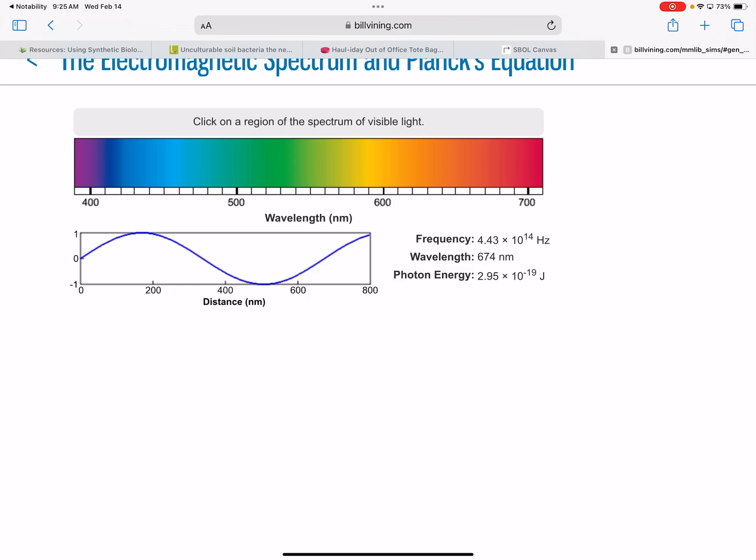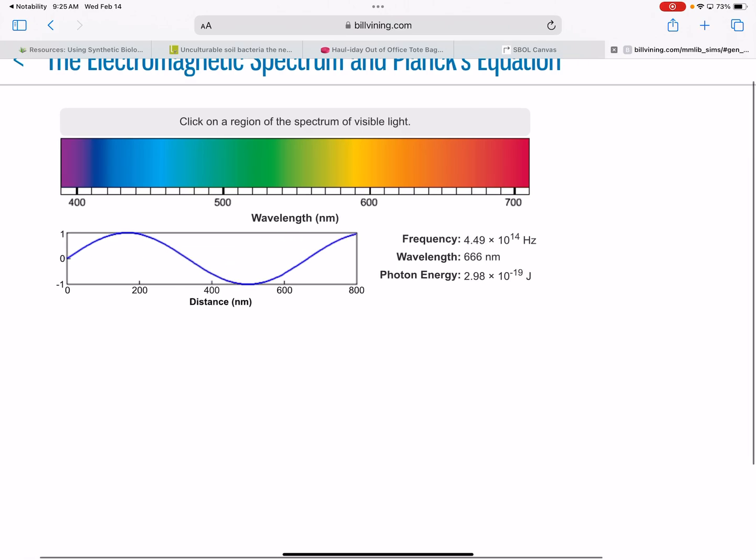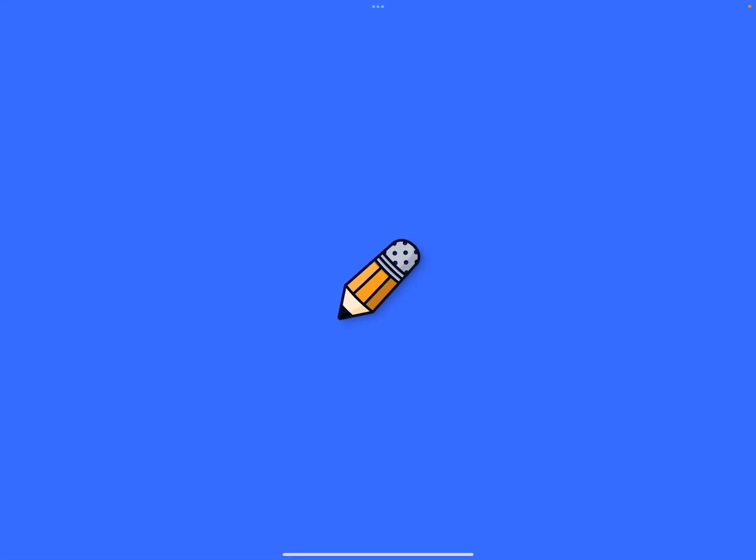You'll notice that there are two other features provided in addition to the wavelength. Now, when we're talking about the wavelength of electromagnetic radiation, what unit is being used there? Yes, nanometers. So let's talk about the size of an electromagnetic energy wave.